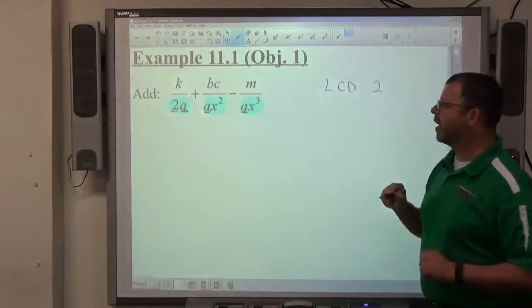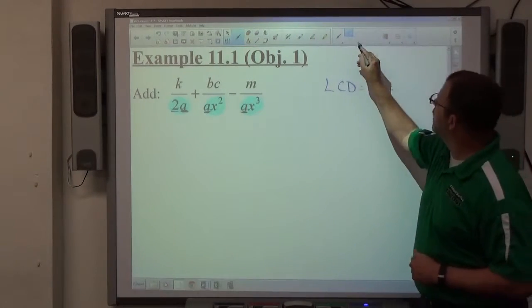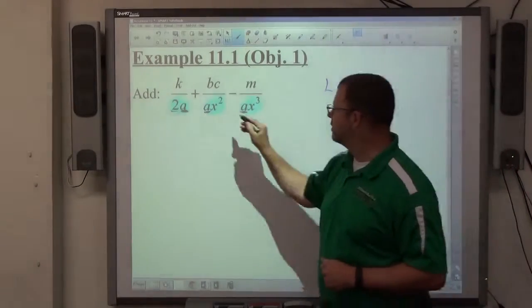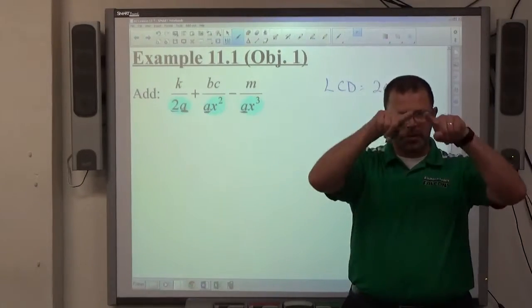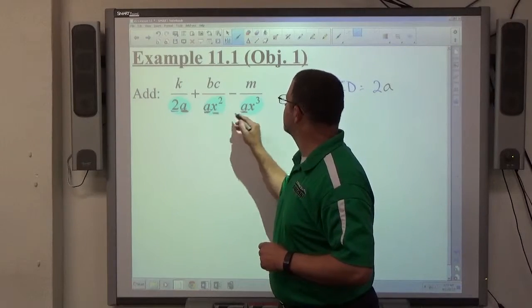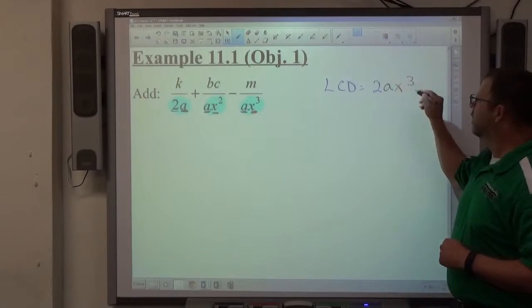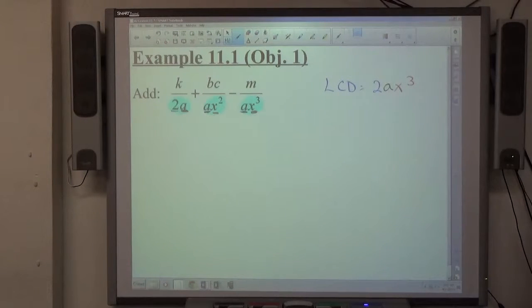What's the highest power of a? 1. So 2a. And then the next thing we have is x. Can anybody break down x? Something times something makes x? No. So it's acting like a prime number. So x. What's the highest power of x? 3. That's how you make a least common denominator. Every single prime factor to its highest power.